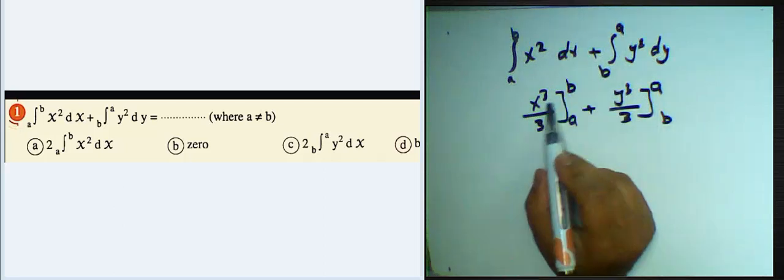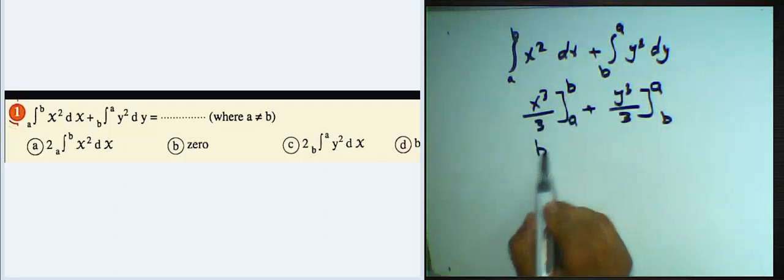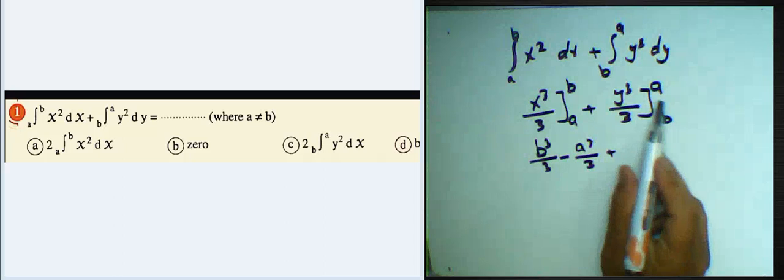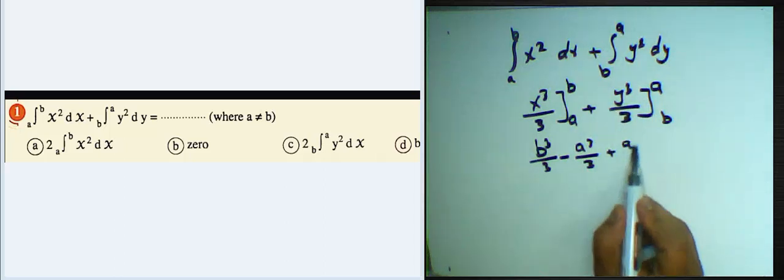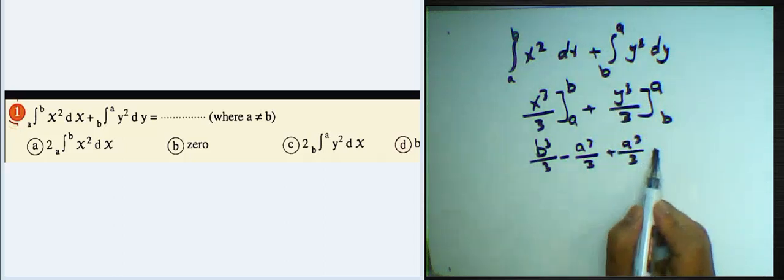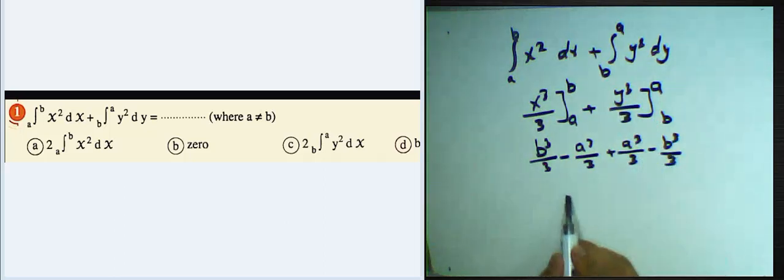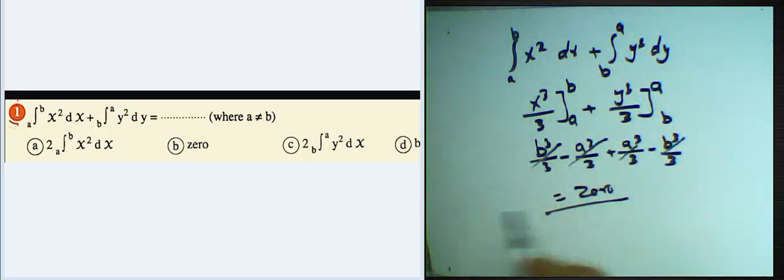Put x equal b here. It will be b power 3 over 3, subtract a power 3 over 3, plus put y equal a, it will be a power 3 over 3, subtract b power 3 over 3. Then we can cancel them, and the result will be 0 for this question.